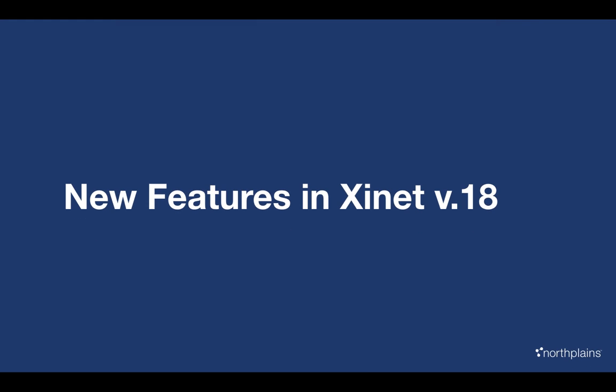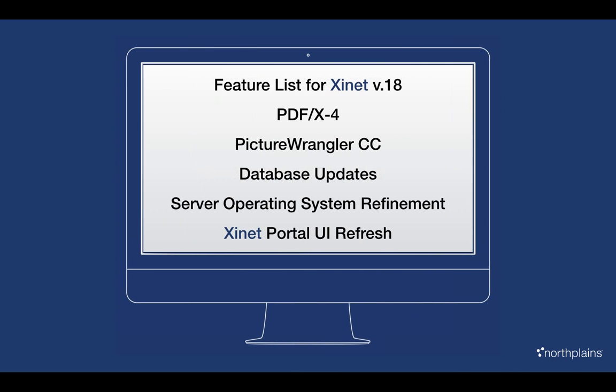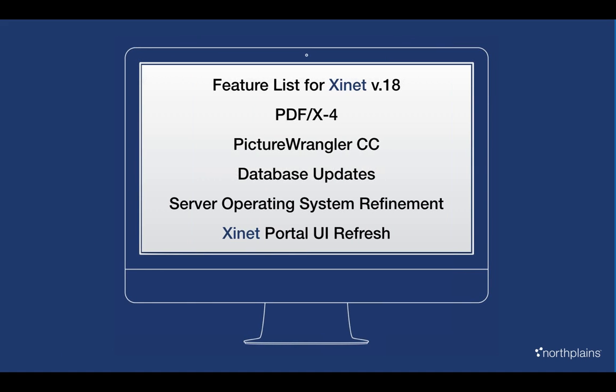But let's get right into the new features in Xinet version 18. The feature list for 18 is pretty packed with functionality. While it's basically 4 or 5 feature sets, they're pretty big features and have really pushed Xinet forward as a product in the North Plains portfolio. The first one being PDF X4 support and being able to not only deliver the quality of a PDF X3 file, but also including the new XMP format standards and handling transparencies within the PDF.